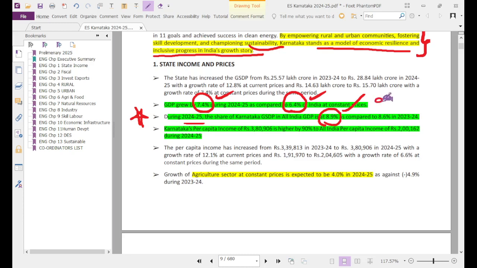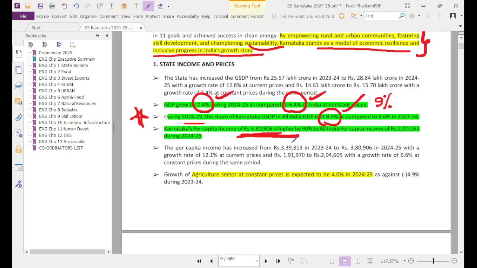So can you imagine, around 9%. It is as good as 10% of India's GDP, which is commendable. Also, Karnataka's per capita income is around 3,80,000, right?